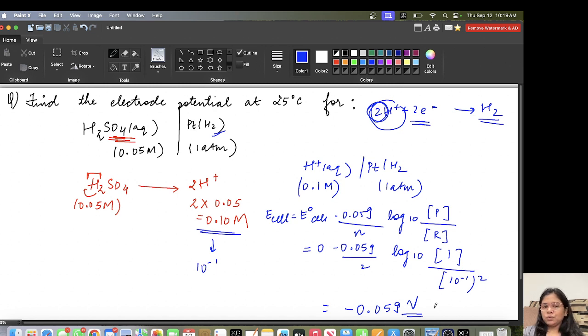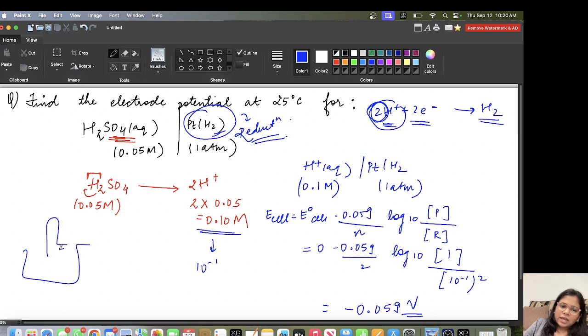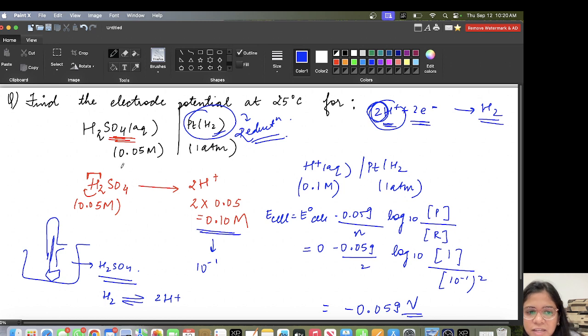Now, whenever platinum is present on the outer end, you know that reduction is taking place. But how many H+ ions? Everything is the same, the hydrogen electrode is like this only, but instead of HCl here we have added H2SO4. So there is an equilibrium between H2 and 2H+ ions. H2SO4 is giving you 2H+. 2H+ means how much molarity? 2 into 0.05, which is equal to 0.10 M.